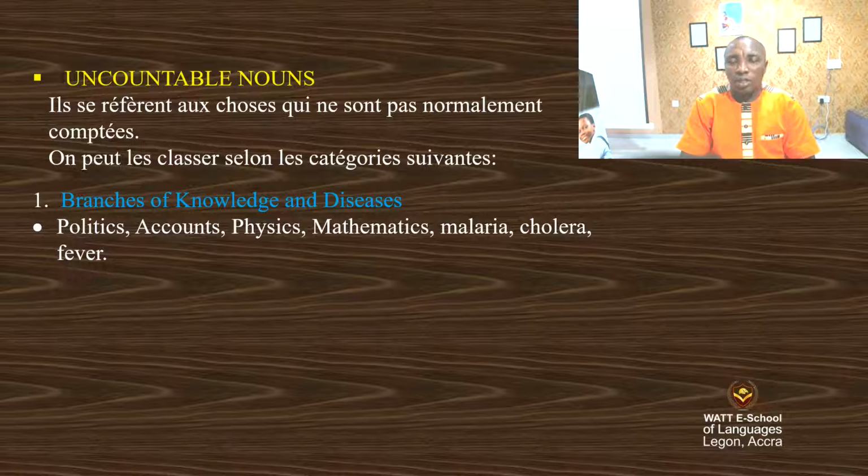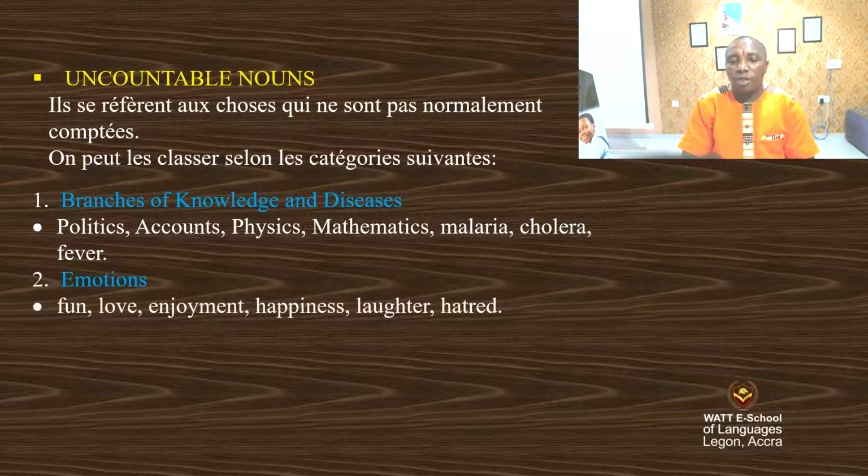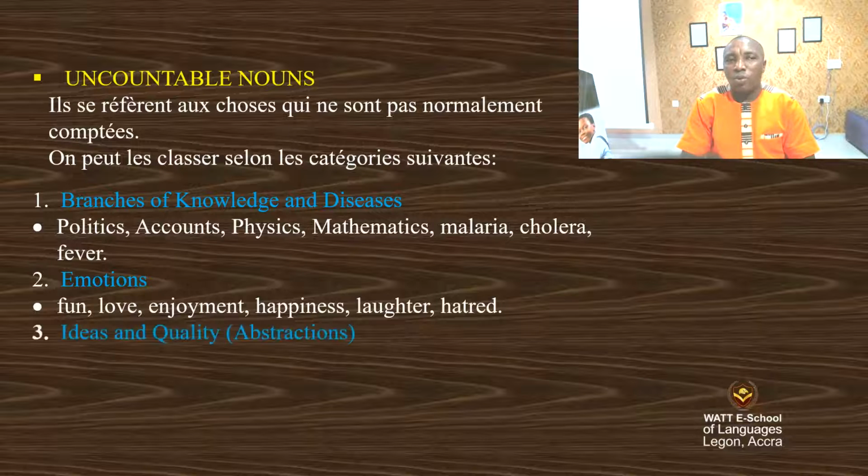Now, emotions. Words under emotions: fun, love, enjoyment, happiness, laughter, hatred. You can't say hatreds and add S. No, we can't count them because they are emotions. Now let's get nouns under ideas and quality.